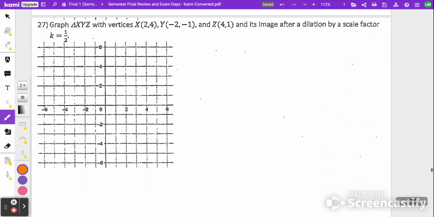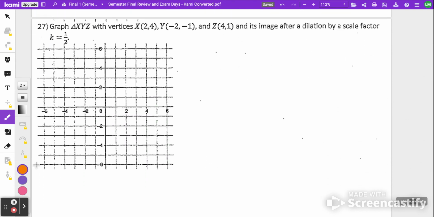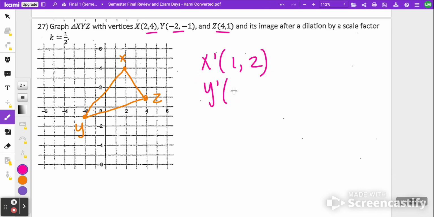Graphing XYZ, and we're going to dilate by a scale factor of 1/2. The first thing we're going to do is graph the original points. Here are our original points. Then the next thing I do is change these points before dilating, since that's easiest. So X prime, if I multiply by 1/2, is going to be 1, comma 2. You're just cutting everything in half. Then -2, comma 1. Y prime will be -1, comma -0.5. And then Z prime would be 2, comma 0.5.